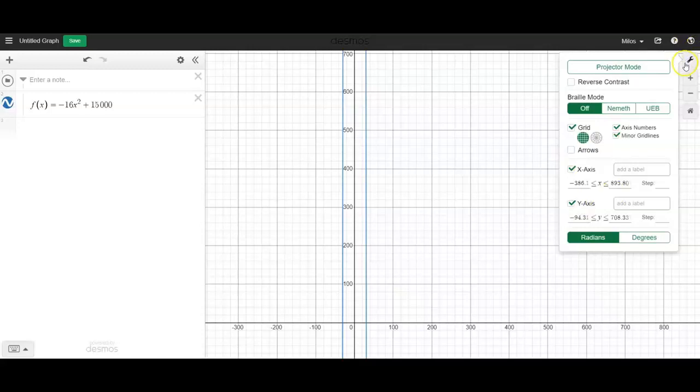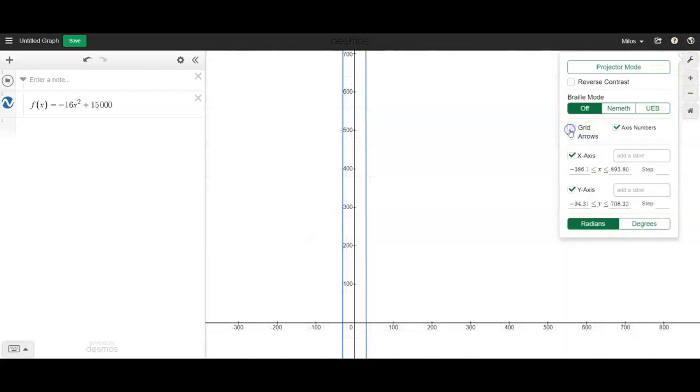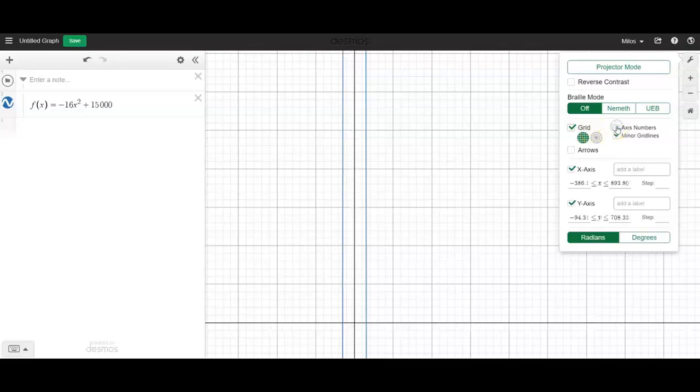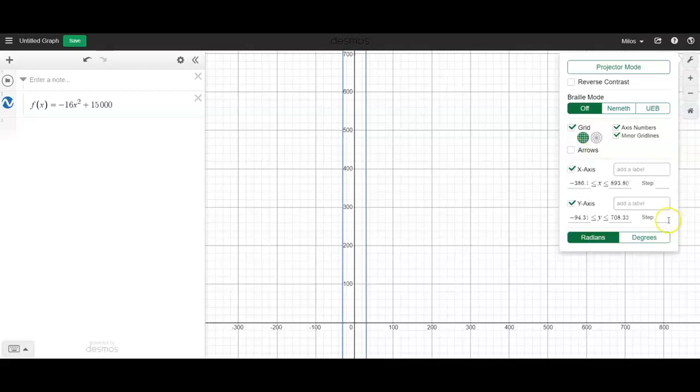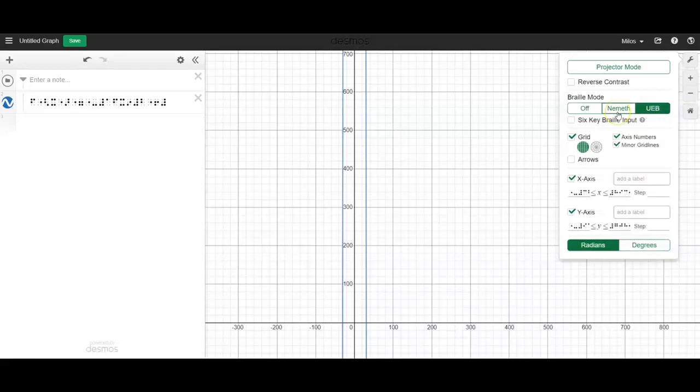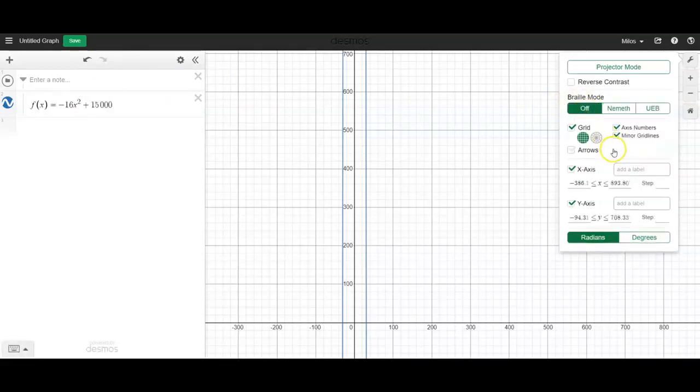But over here on the little wrench, you can change things, like the type of grid. If you don't want the grid on there, you can remove minor grid lines, major grid lines, etc. You can have arrows on the axes. You can play around with those things. I'm not really sure what these are. Oh, look at that. You can change the way your equation shows up. I know nothing about that, so I will not comment on that at all.